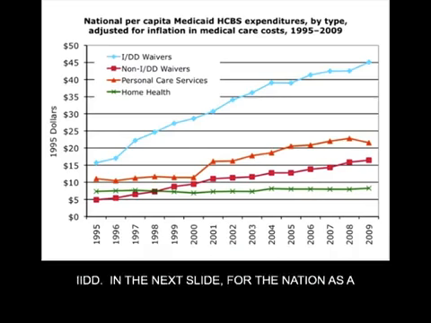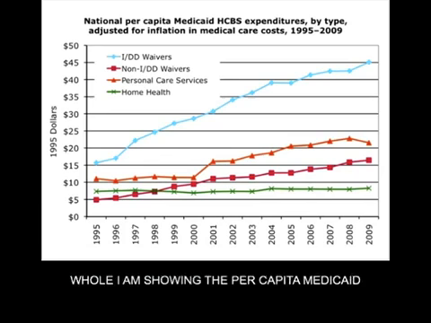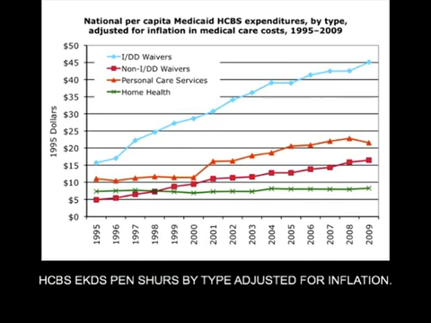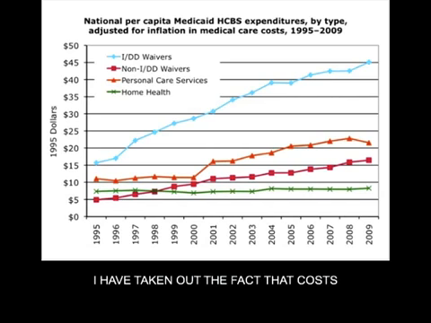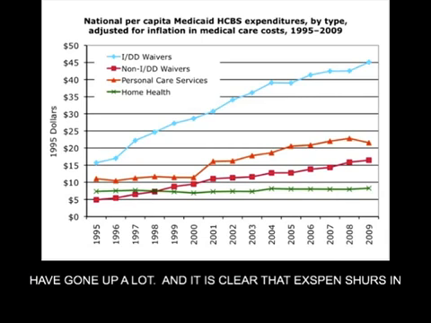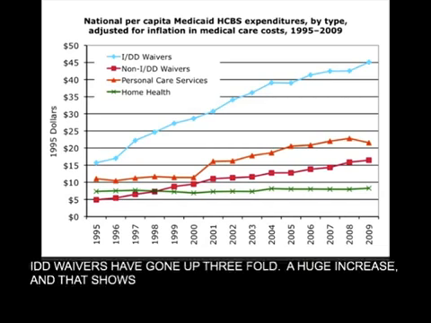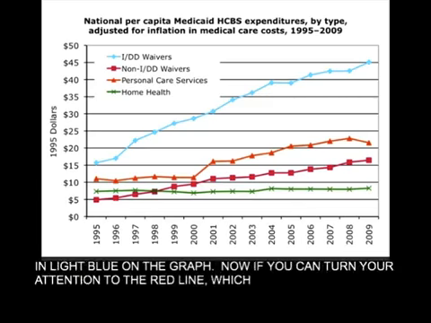All right, on the next slide, for the nation as a whole, I'm showing the per capita Medicaid expenditure on home and community-based services by the type of service offered, adjusted for inflation. Okay, so I've already taken out the fact that healthcare costs have gone up tremendously, and even after having done that, it's clear that IDD waivers, expenditures on IDD waivers, have gone up threefold between 1995 and 2009. So a huge increase in IDD waivers, that's shown in light blue on this graph.